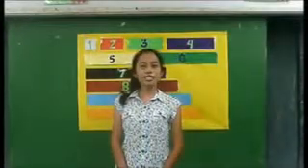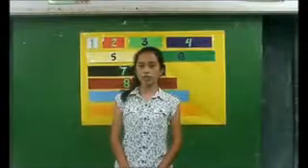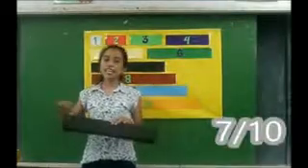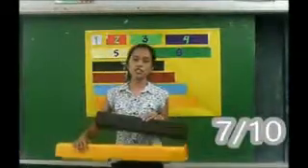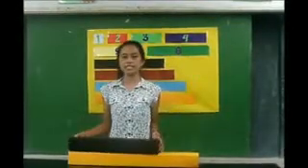We need to represent 7/10 using the Cuisenaire rods in the horizontal form. Using the same color representation, 7 is equivalent to black and 10 is equivalent to orange. Now, 7/10 in the form of the Cuisenaire rods is this.